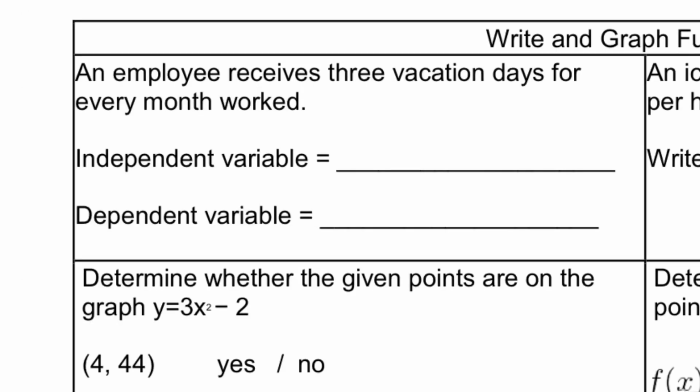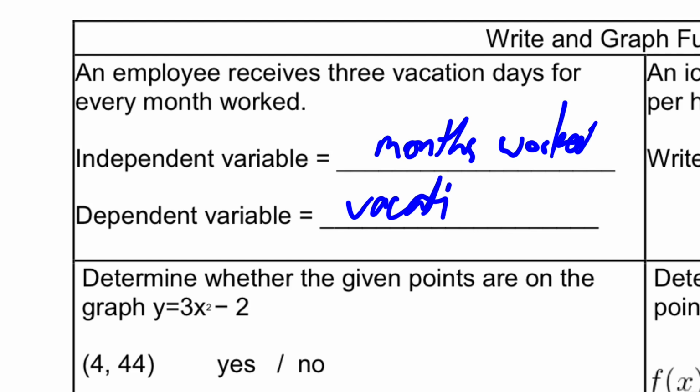3 vacation days for every month worked. This is the months worked, and down here is the vacation days. It depends how long you've worked.